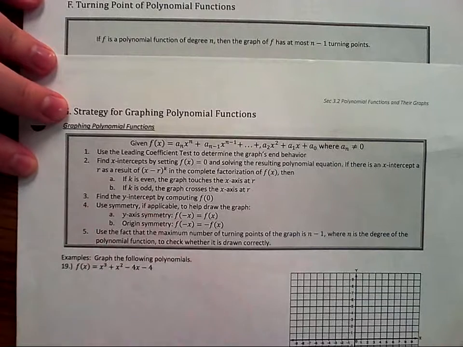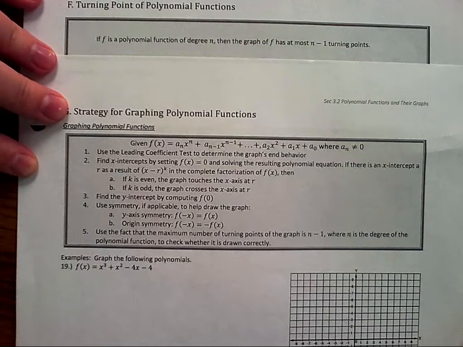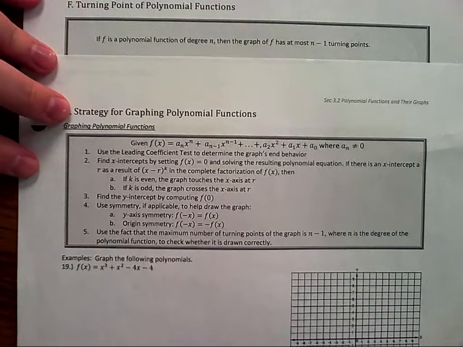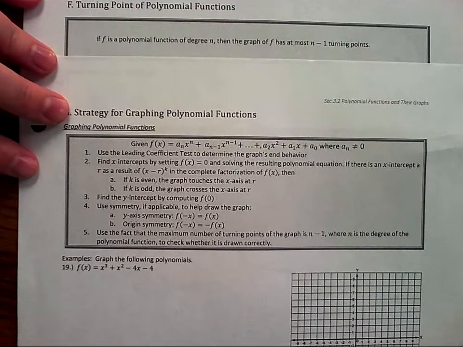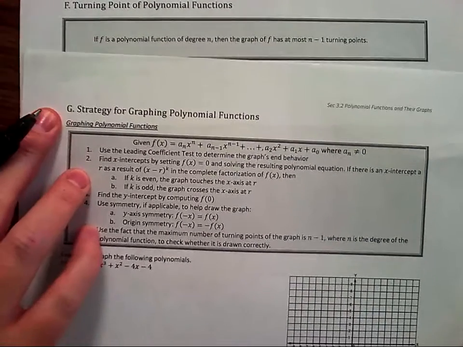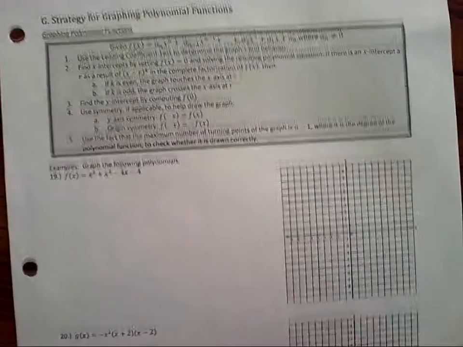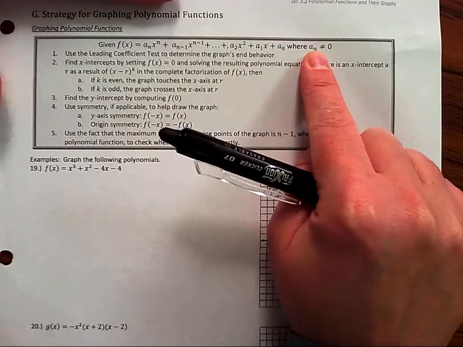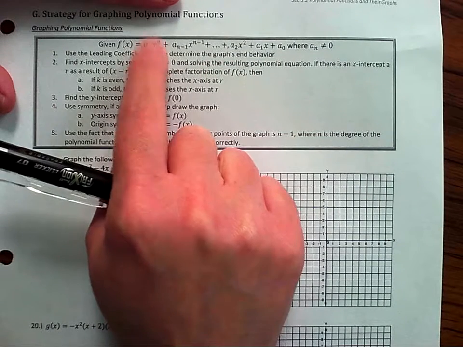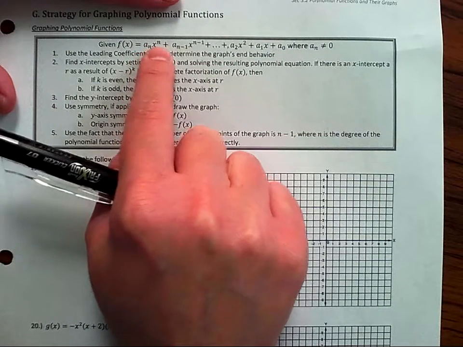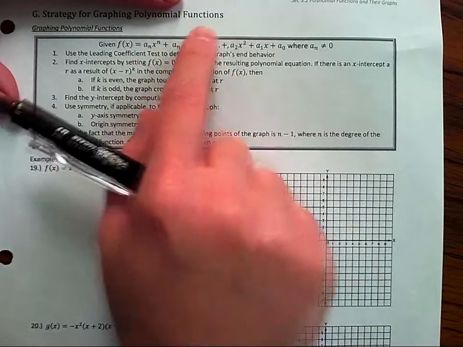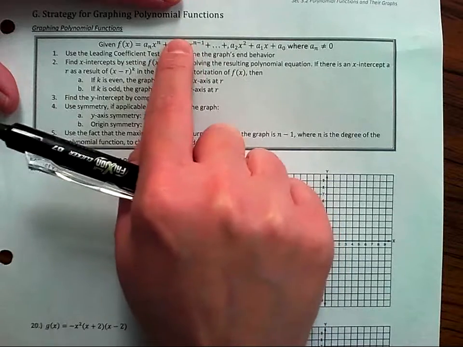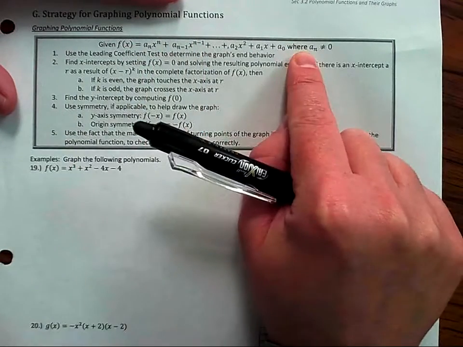Okay, so now we're going to graph polynomials without a calculator, right? Can we graph a polynomial without a calculator? Yeah, we just did a bunch of stuff that tells us how to graph these functions. Okay, so let's do it. Given a polynomial of degree n, a sub n x to the n plus a sub n minus 1 x to the n minus 1, where n is a positive whole number, so this is a polynomial.